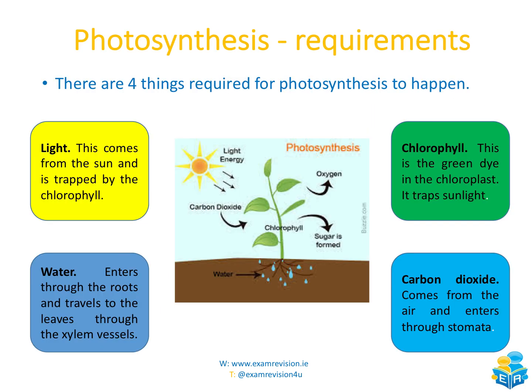Now, for photosynthesis to occur, there's 4 requirements. Okay, we have sunlight, we have chlorophyll, we have carbon dioxide, and we have water. The sunlight is going to come from the sun, and that's trapped by the chlorophyll inside the chloroplasts. So the chlorophyll is the green dye that's inside the chloroplast. We also need some water, so that's going to enter through the roots, and it's going to travel right from the roots up to the leaves through the xylem vessels.